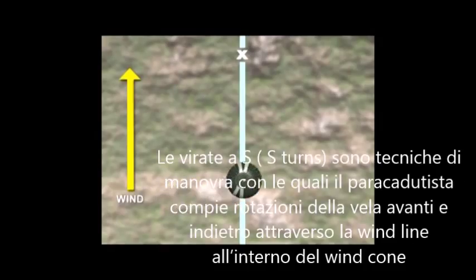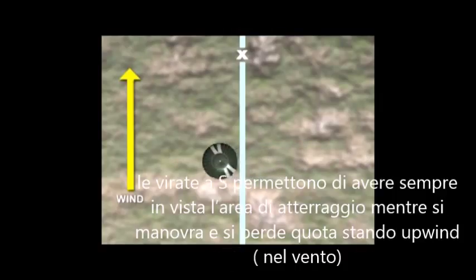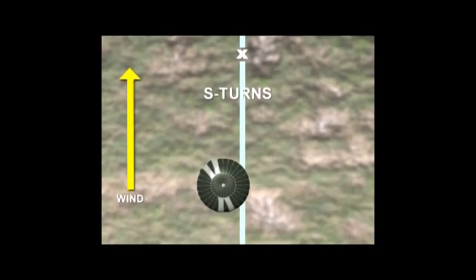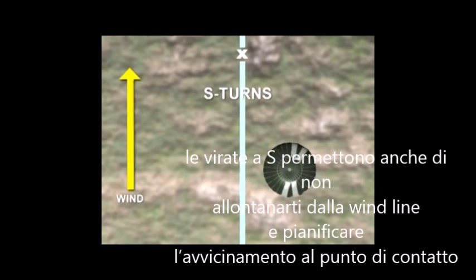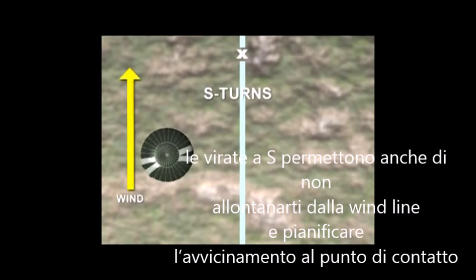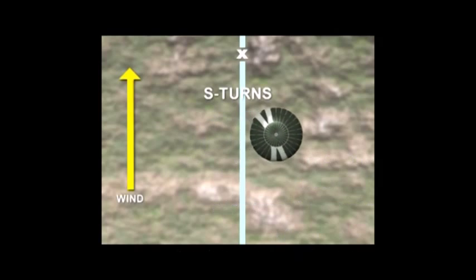S-turns are a maneuvering technique where a jumper turns back and forth across the wind line and inside the wind cone. S-turns allow you to see the landing area while you maneuver and lose altitude while staying upwind. S-turns also keep you from getting too far away from the wind line and can be used to adjust your rate of approach into the landing.